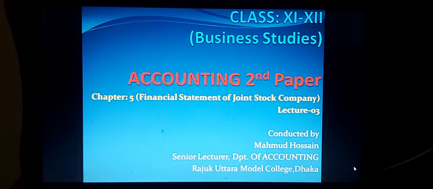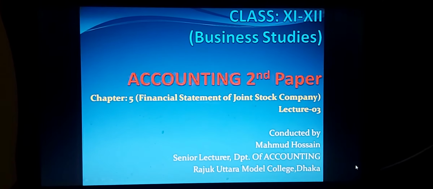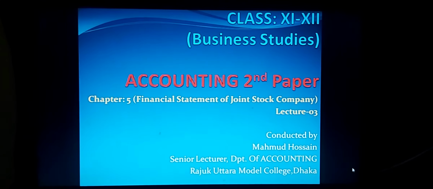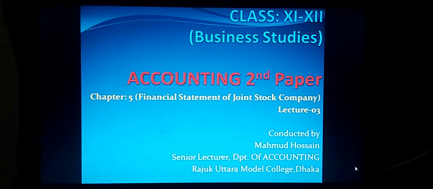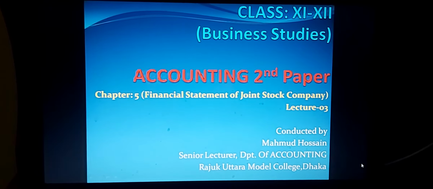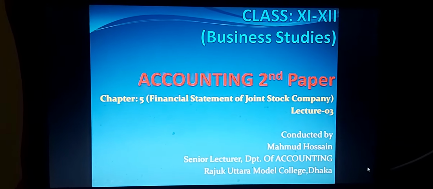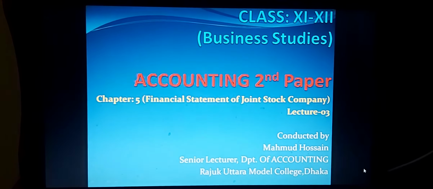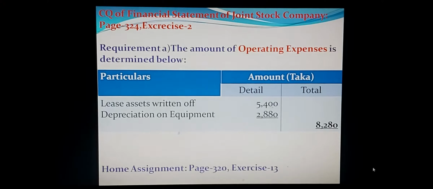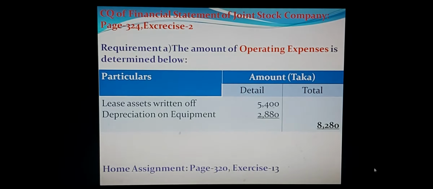Okay, dear learners, I think you are ready to take my new lecture for the chapter of financial statement of company. Now you can open your book, that is Accounting Learning Workbook, Level 2. I think you have taken your accounting book and accounting copy to solve the creative question of financial statement of company. Now we can go to the page number 324 for creative question exercise 2.